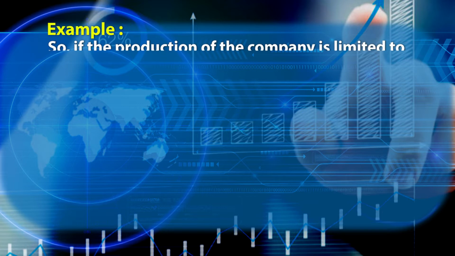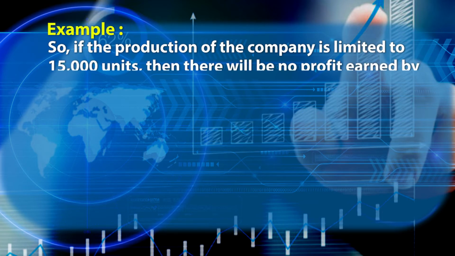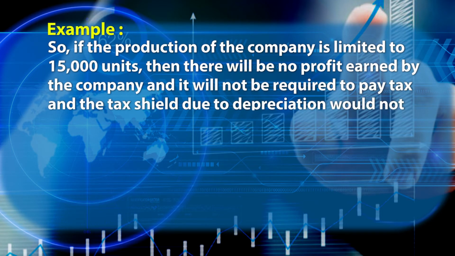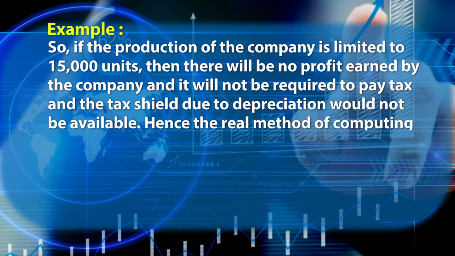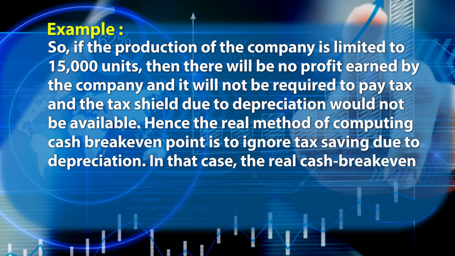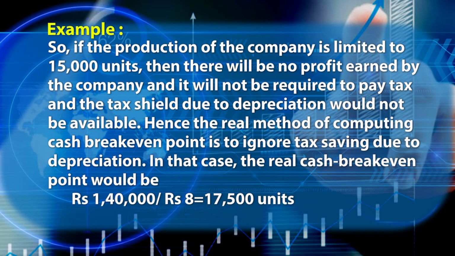So, if the production of the company is limited to 15,000 units, then there will be no profit earned by the company and it will not be required to pay tax, and the tax shield due to depreciation would not be available. Hence, the real method of computing cash break-even point is to ignore tax savings due to depreciation. In that case, the real cash break-even point would be 1,40,000 to be divided by rupees 8, which is equal to 17,500 units, that is total fixed cost minus depreciation to be divided by contribution.